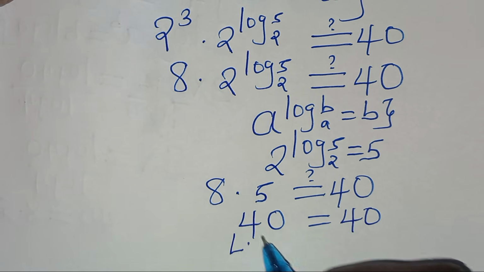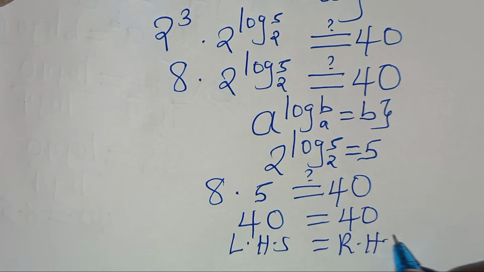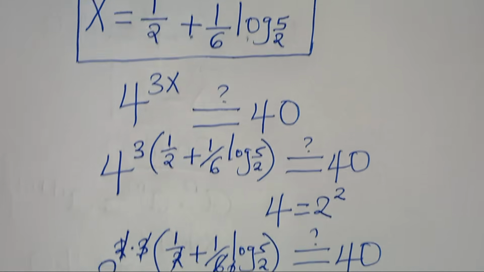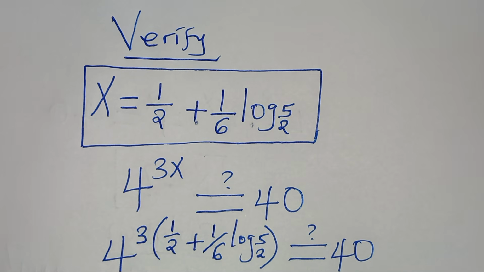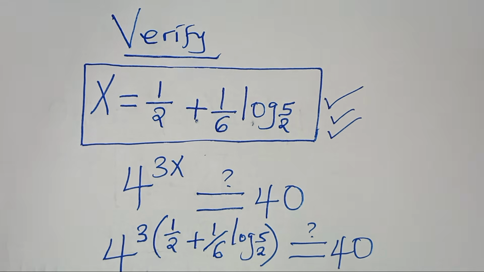Now we have that the left hand side is equal to the right hand side. And this proves that the value of x here, which is a half plus 1 over 6 log 5 to base 2, actually satisfies the equation.